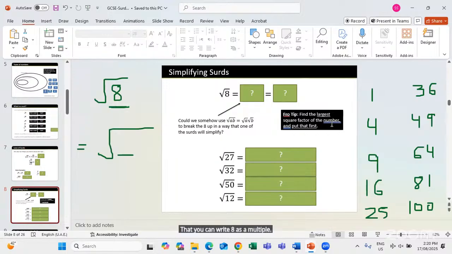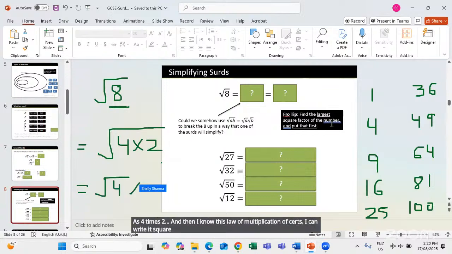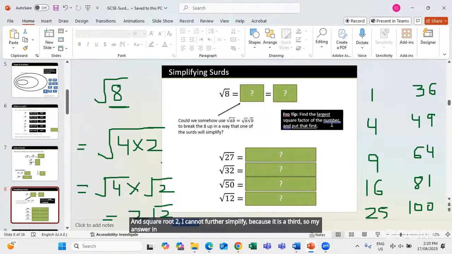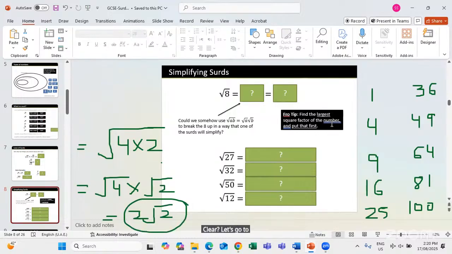So I will be writing 8 as 4 times 2, and then I know this law of multiplication of surds. I can write it as square root of 4 times square root of 2. Now square root of 4 is what? It is just a 2, and square root 2 I cannot further simplify because it is a surd. So my answer in the simplified form will be 2 root 2. Clear? Let's go to the next example.